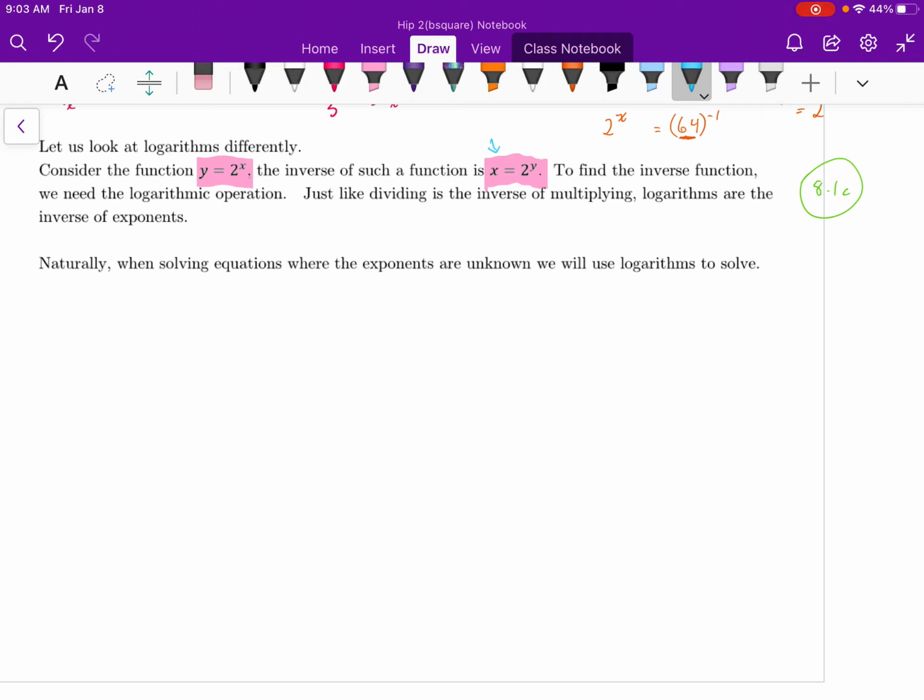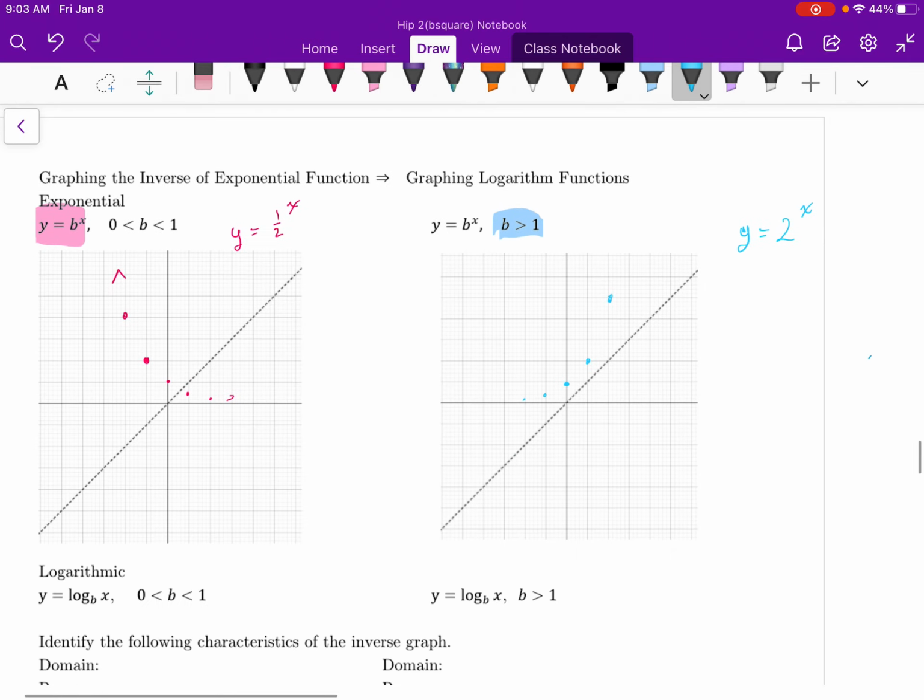So just like dividing is the inverse of multiplication, logarithms are going to be the inverse of exponents. Really, really powerful stuff. Naturally, when solving equations where the exponents are unknown or you want to isolate your exponent, you have to employ logarithms to solve.